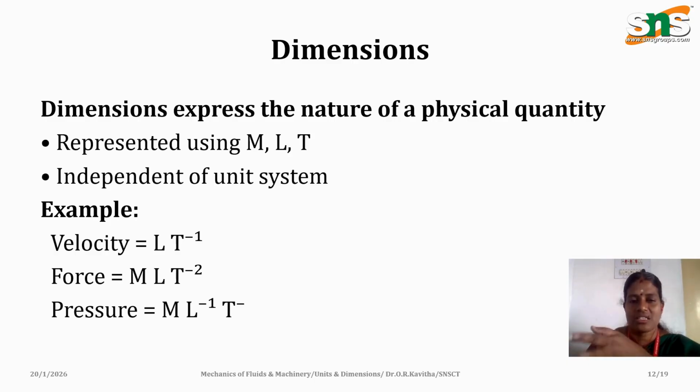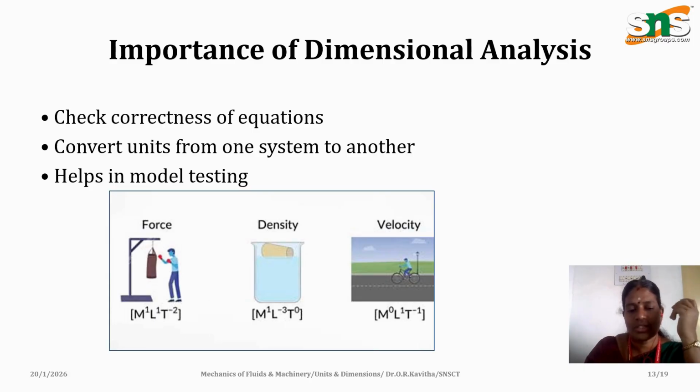Now we will see about dimensions. What is a dimension? It is an expression of the nature of a physical quantity. We mostly use M, L, T, where M is mass, L is length, and T is time. It is also independent of the unit system. For example, the dimension of velocity is L T power minus 1, and force is M L T power minus 2. Similarly for the other dimensions.